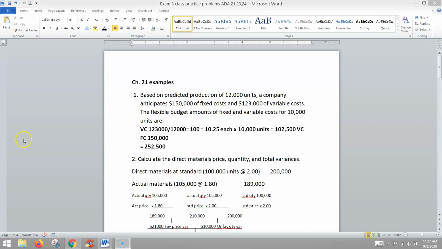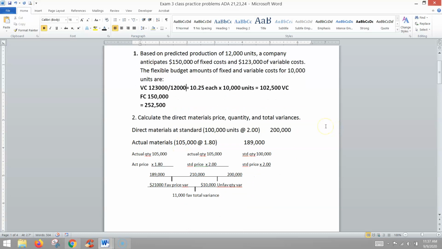To do that, we're going to take the variable cost divided by the number of units, and we're going to get $10.25 each. We're going to multiply that times 10,000 units, so the variable cost is 102,500. Fixed costs are going to remain at 150,000, and if you wanted to add them up, we'd get 252,500 in total for the flexible budget.